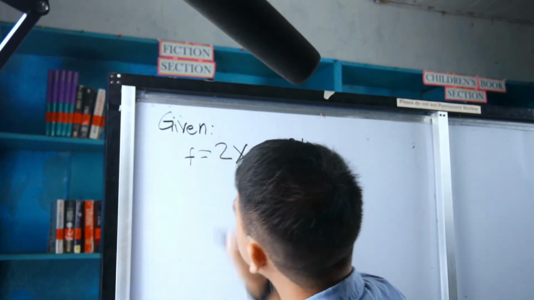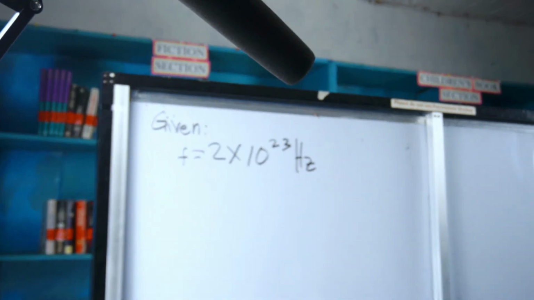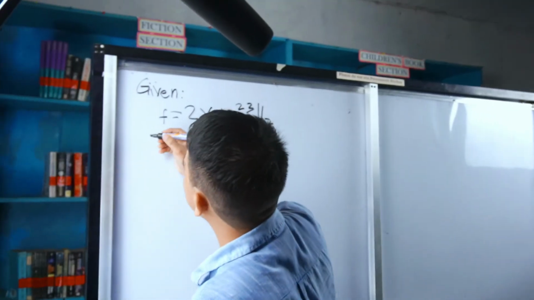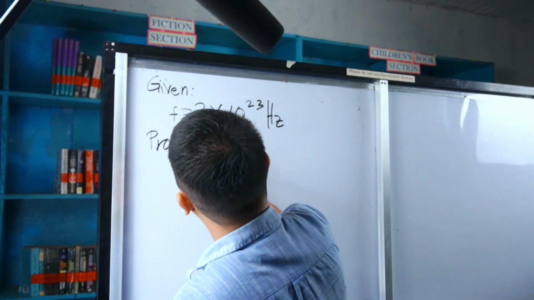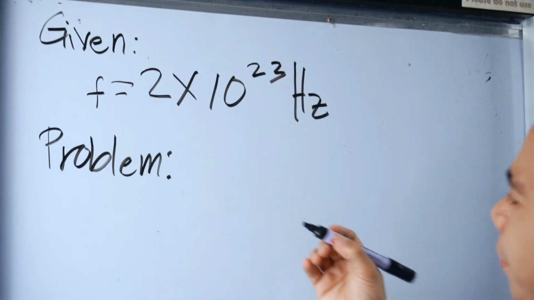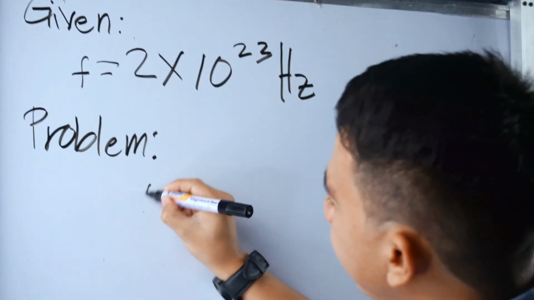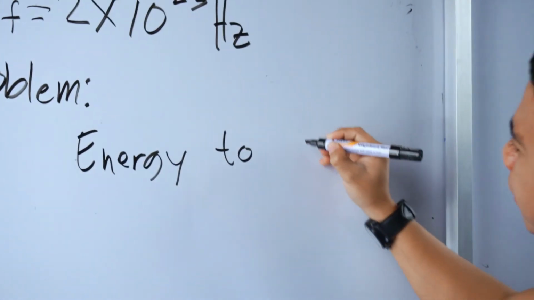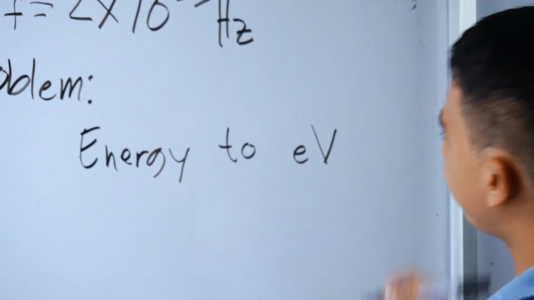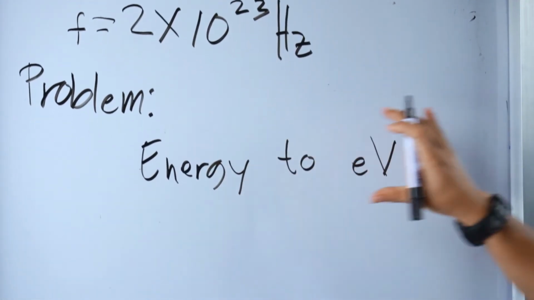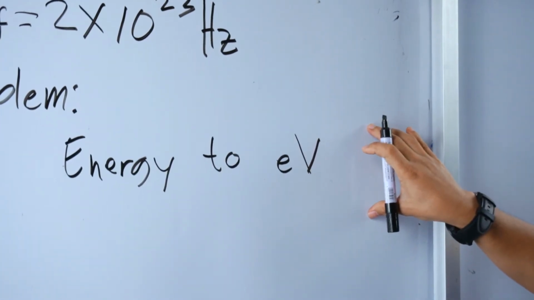Next is the problem. The problem is from energy to electron volt. So there are two steps. First, we're going to solve the energy in a given frequency, and after that, we're going to convert energy into electron volt.